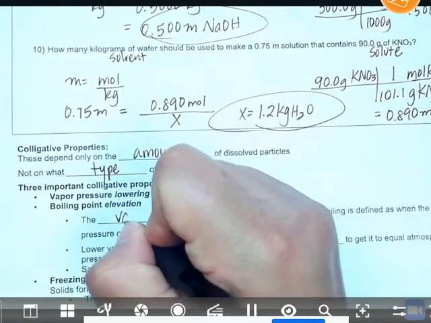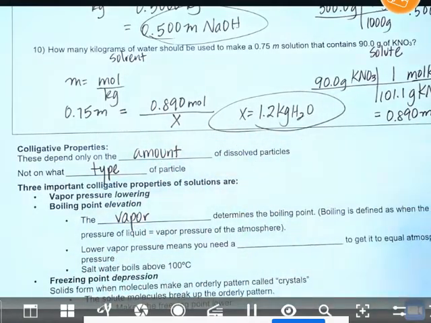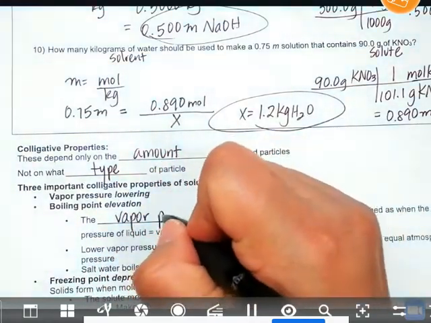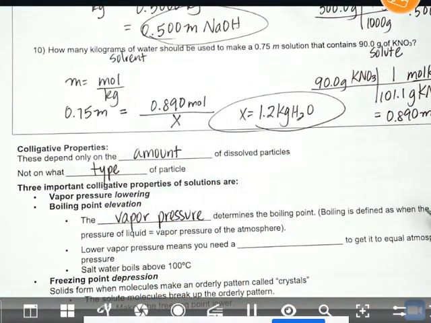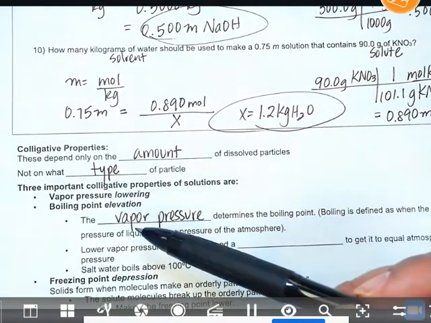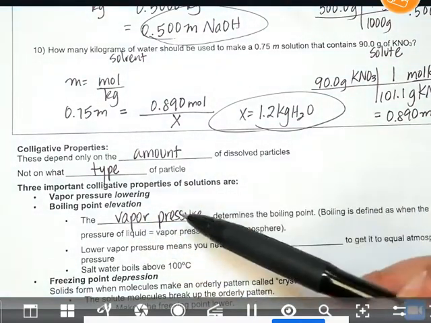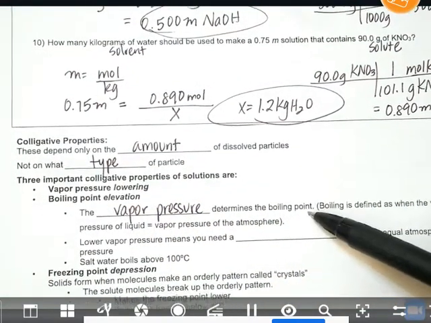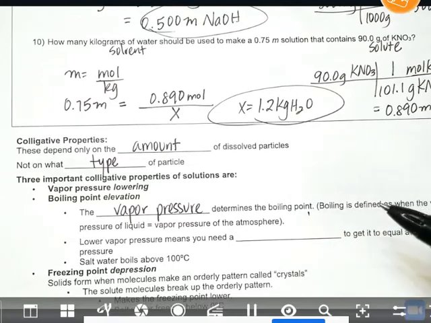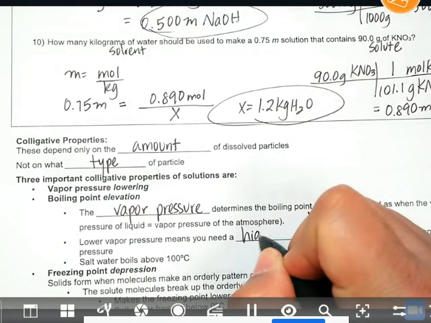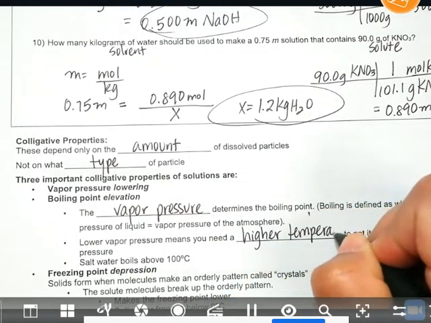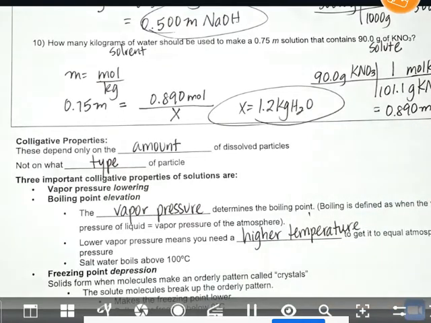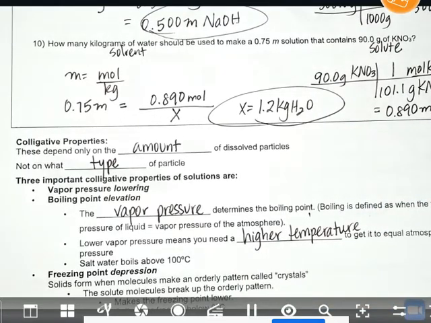The vapor pressure determines the boiling point. Remember, vapor pressure equal to the pressure of the liquid is going to make the solvent boil. So a lower vapor pressure means you need a higher temperature to get it equal to atmospheric pressure.